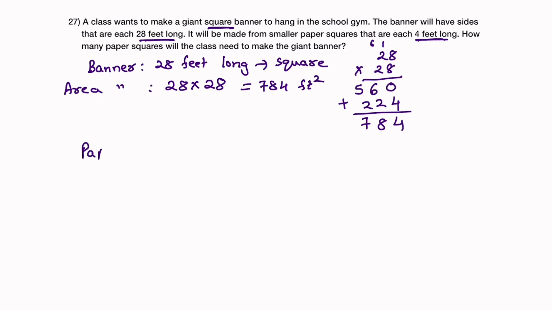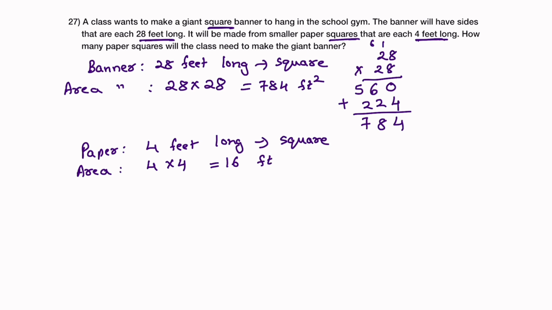So what about the paper? The paper is 4 feet long, right? And from smaller paper squares. So again, there are square papers. So what's the area of each paper? So that's 4 times 4, which is 16 feet square. Okay, how many paper squares will the class need to make the giant banner?